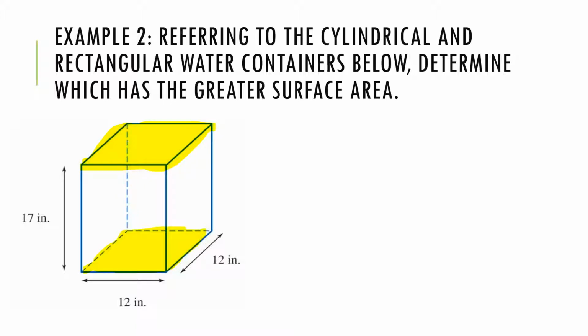The top and the bottom here have the same area. So you can imagine a box, like an Amazon box. The top and the bottom are going to have the same size. So we're going to split this up into two parts. We're going to find the area of the top and the bottom. Then we're going to find the area of the sides. Then we're going to add those together.